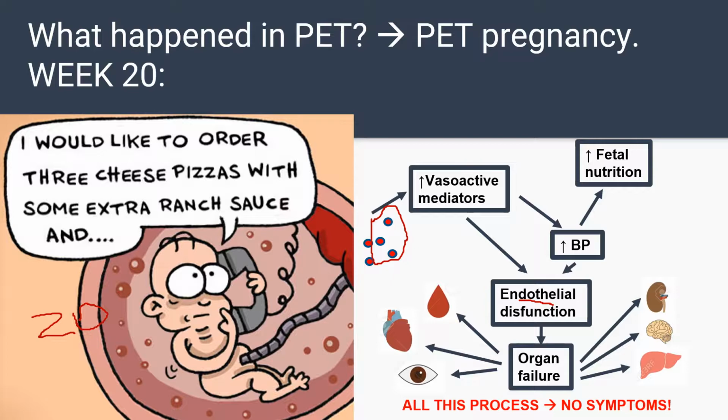The important thing here is that all this process can be asymptomatic. So the high blood pressure can have no symptoms. The endothelial dysfunction can have no symptoms. And this process is progressive, so it can get worse and worse and worse, and then it can have symptoms. But we can have 2 or 3 months with a mother without symptoms, getting bad things for all the organs.